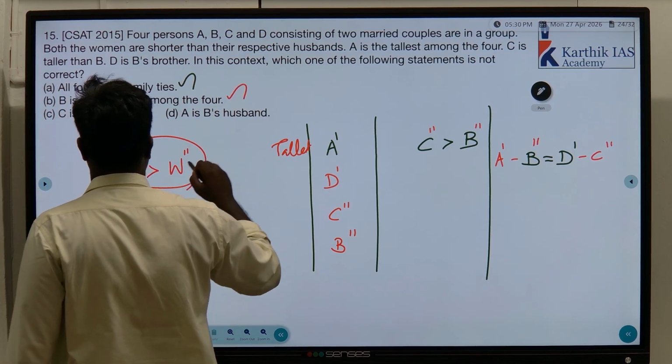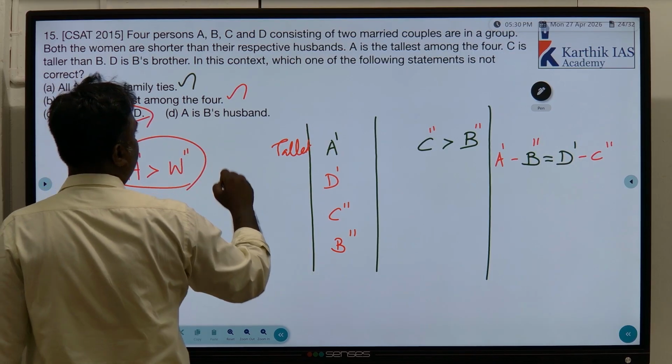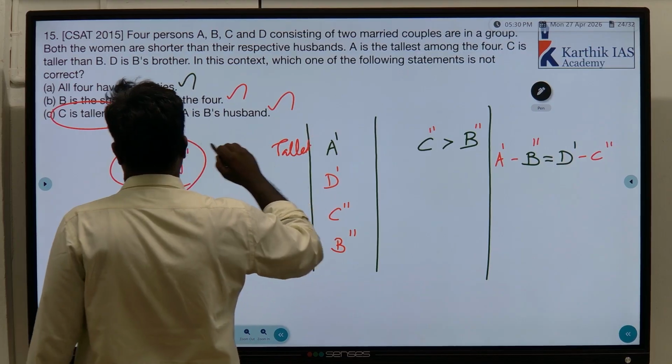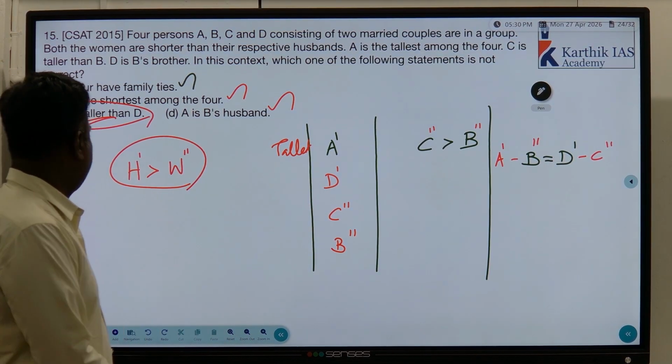That is also correct. C is taller than D. That we can't say. Understand? A is B's husband. That is sure. So which is not correct, they are asking. C is taller than D is the answer.